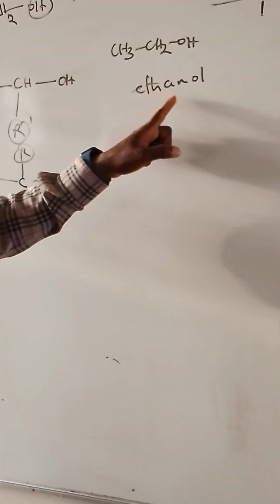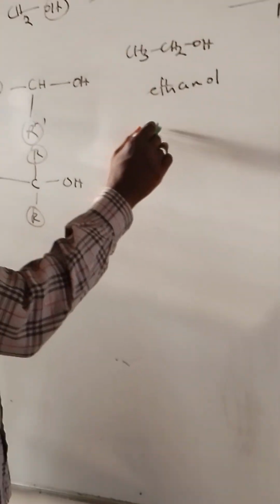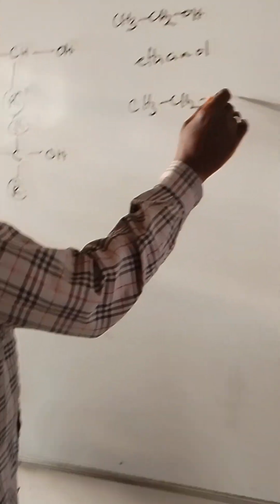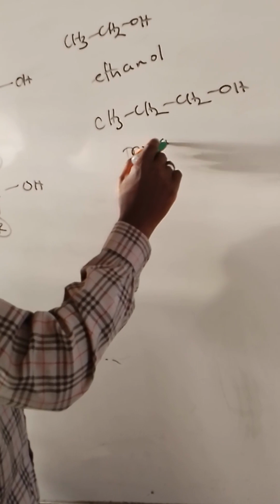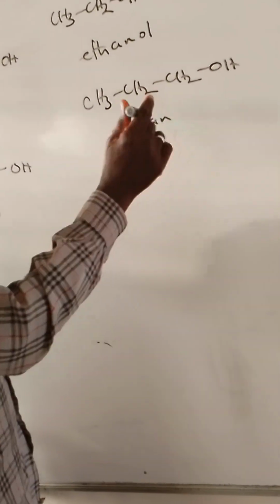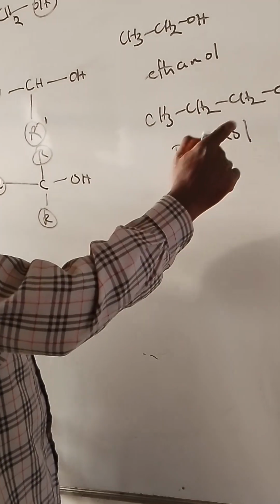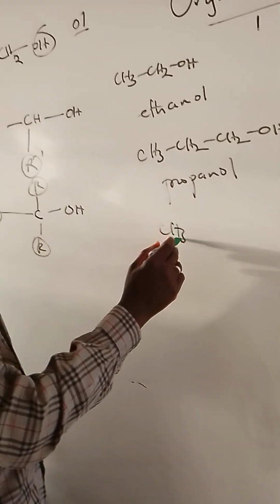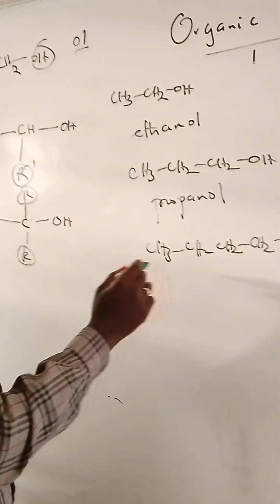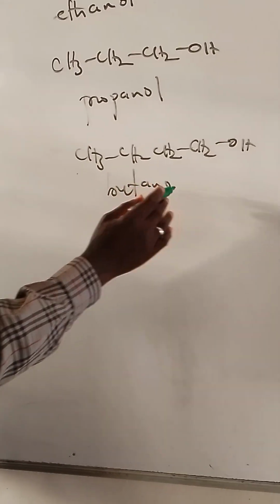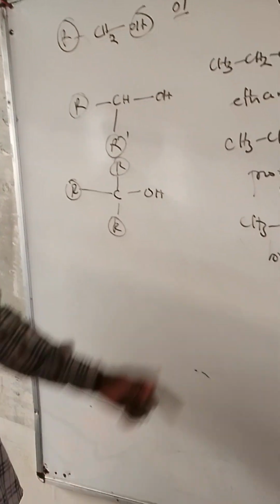We call it ethanol. If you have CH3CH2CH2OH, with 3 carbons, we call it propane. Remove the E, attach OL, and we have propanol. If you have CH3CH2CH2CH2OH, we call it butane. Remove the E and add OL, and we call it butanol, as the case may be.